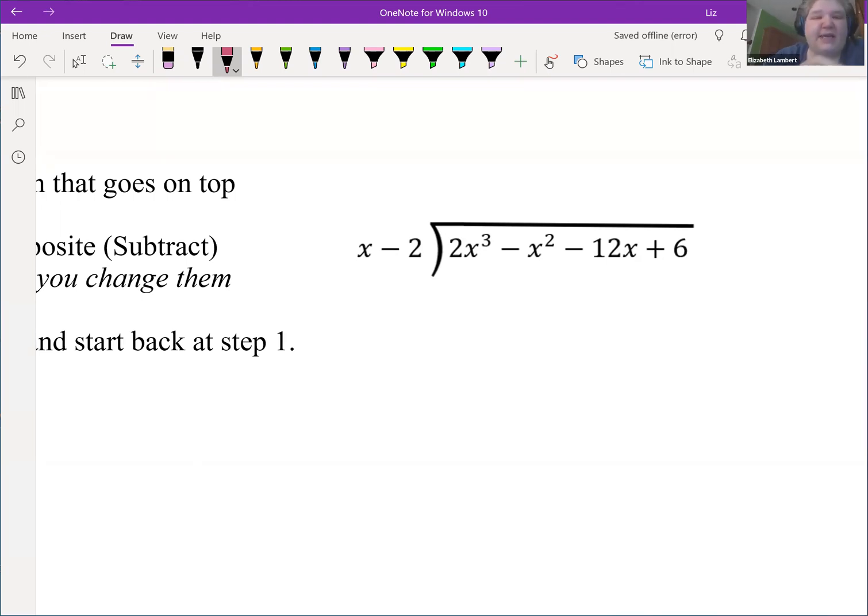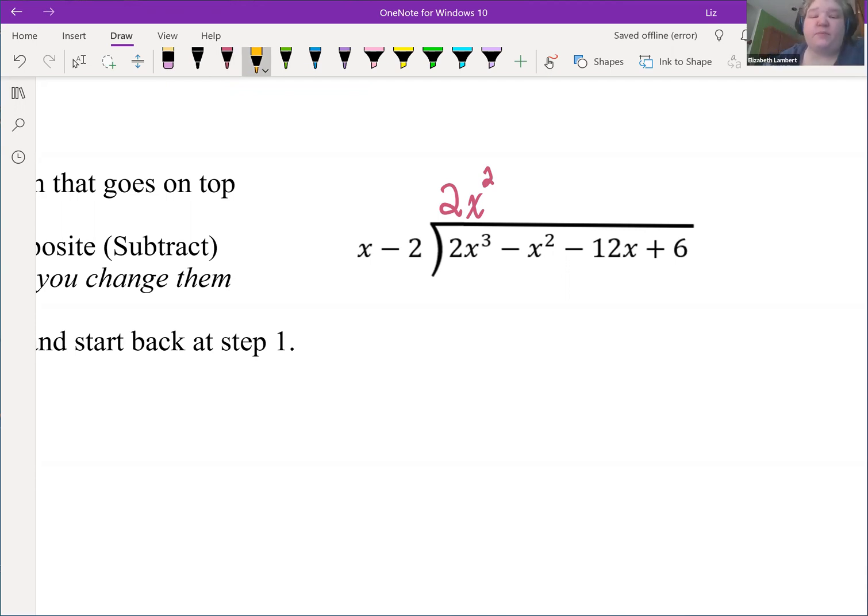So the first thing is determining what do we multiply by. I say it like this because it makes sense here. What do I multiply x by to get 2x cubed? Well, I need a 2. And I already have 1x, so I need 2 more x's, or an x squared. So that's the first term.